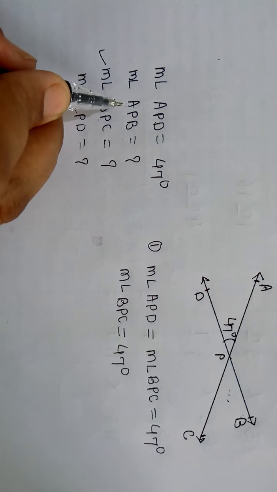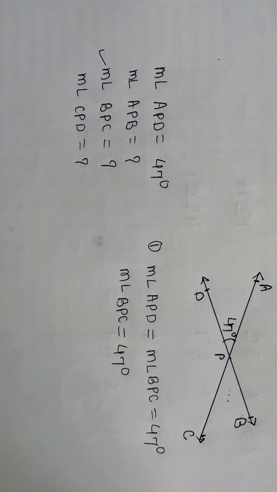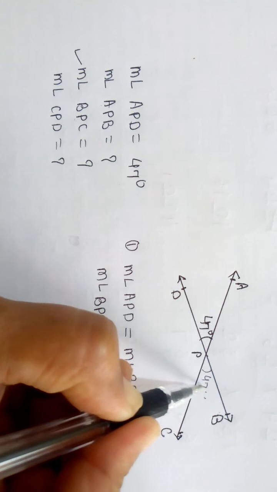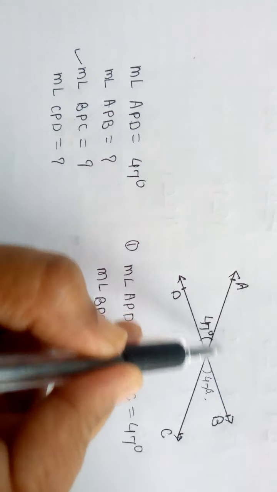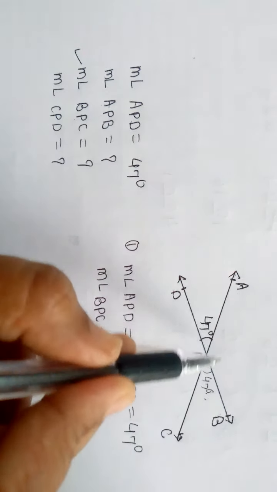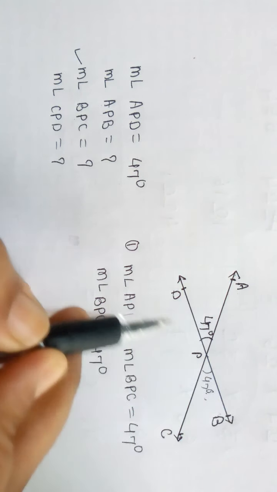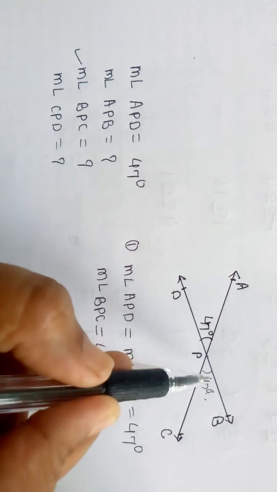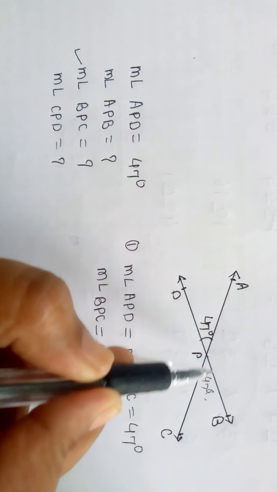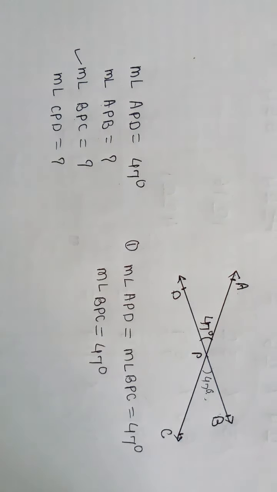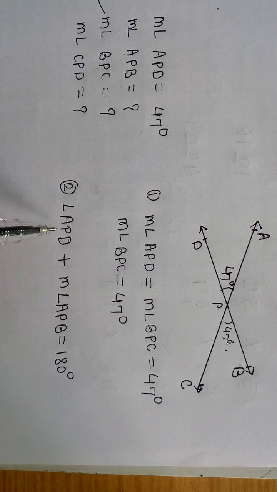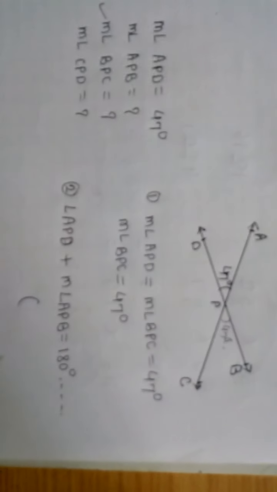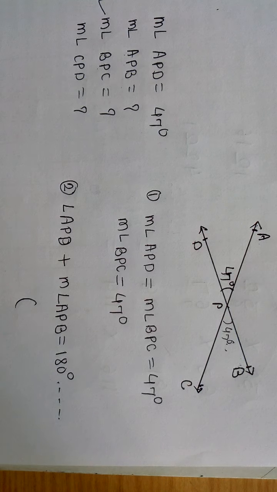Now we will find out angle APB. Now see here in this figure, we got this angle, this is 47 degrees. Now APB is this angle and this is a straight line, and these two angles are linear pair angles. So the addition of the measurements of these both angles is 180 degrees. So here it is written angle APD plus angle APB is equal to 180 degrees. Why? These are linear pair angles. So here we will write linear pair angles.